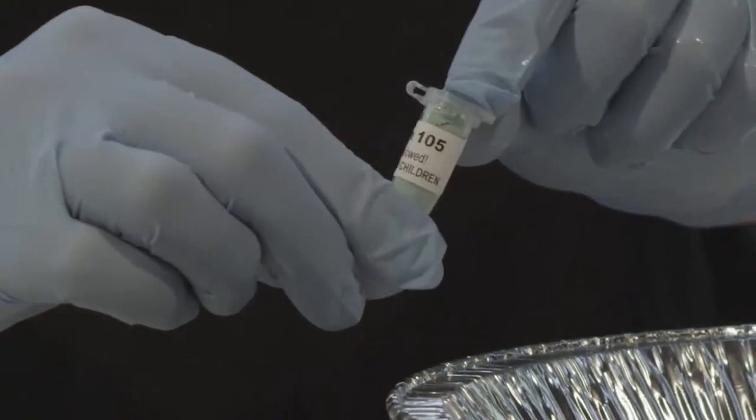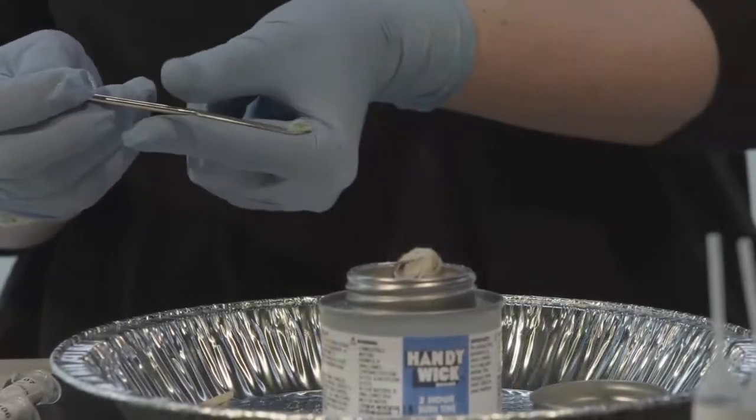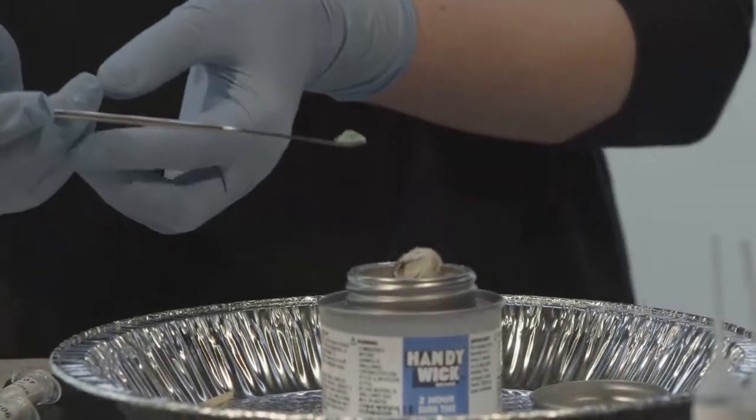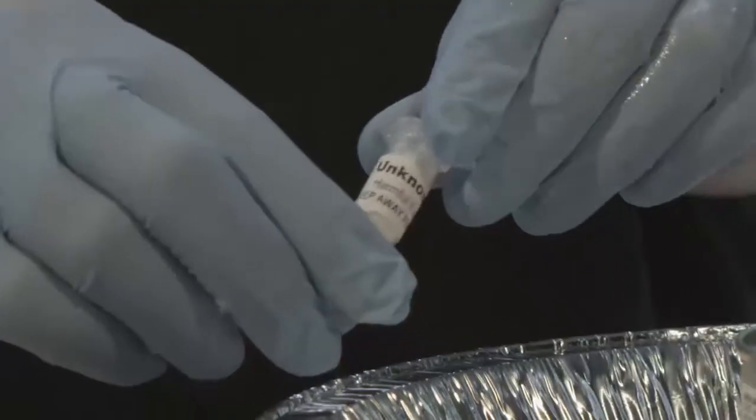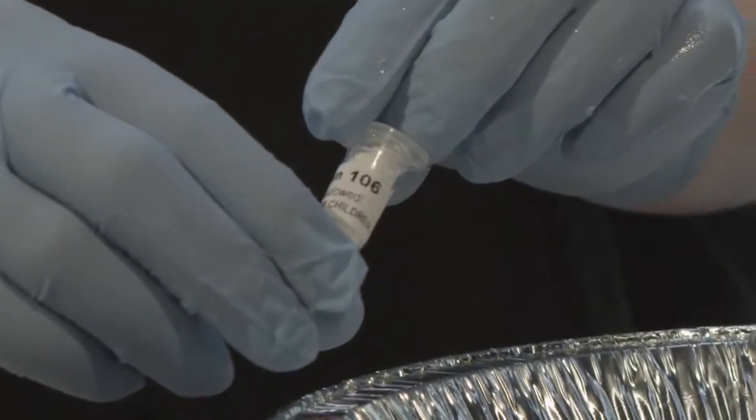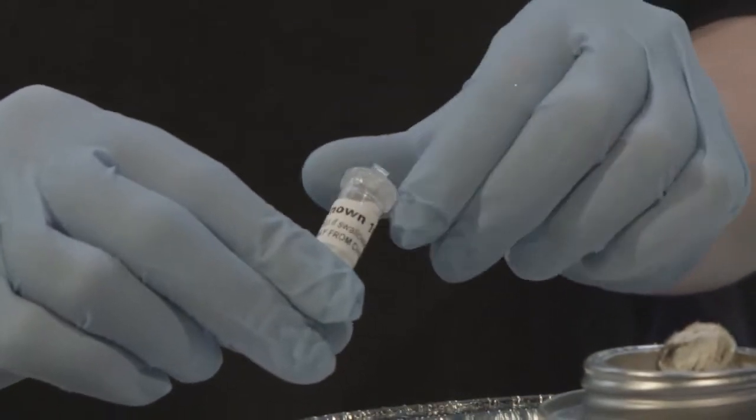Repeat the steps for unknown number 105. Compare the observation of the color of the flame of unknown number 105 to the cation observations already made in Data Table 2 to determine the identity of the cation in unknown number 105. Record the identity of unknown number 105 in Data Table 2. Repeat the steps for unknown number 106 and unknown number 107.